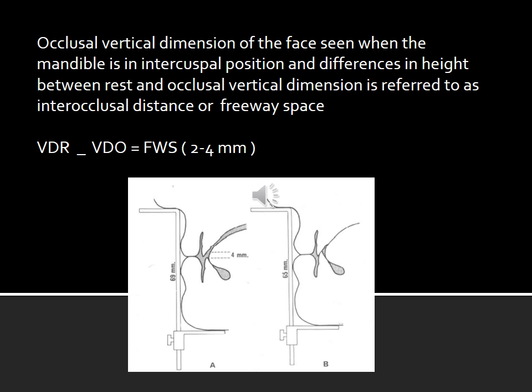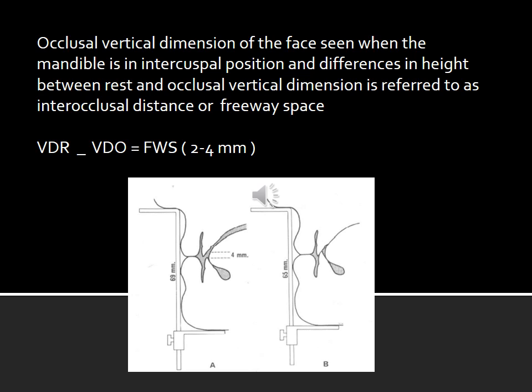Now, the vertical dimension, when you are at rest, as we said in the previous slide, when you are sitting comfortable and your head is upright, the distance from, for example, the bottom of the nose to the bottom of your chin, for example here in this picture in A position, we call this vertical dimension at rest. So if we have this measurement, we call it vertical dimension at rest, which is VDR on this slide. When you close your teeth together, so you are in maximum interdigitation or intercuspal position, when your teeth are contacting each other to the maximum, like in slide B.